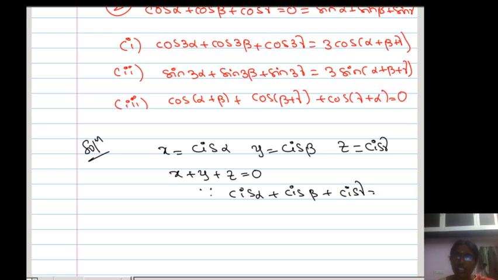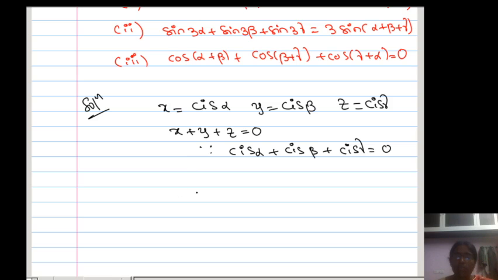How? In that problem, cis alpha means cos alpha plus I sin alpha, cos beta plus I sin beta, cos gamma plus I sin gamma. But the real part, cos alpha plus cos beta plus cos gamma, is 0, and sin alpha plus sin beta plus sin gamma is also 0. So 0 plus I into 0 is 0. So using x plus y plus z equal to 0, I can write x plus y is equal to minus z. If cubing on both sides, what happened? x plus y whole cube is equal to minus z cube. Cube on both sides.